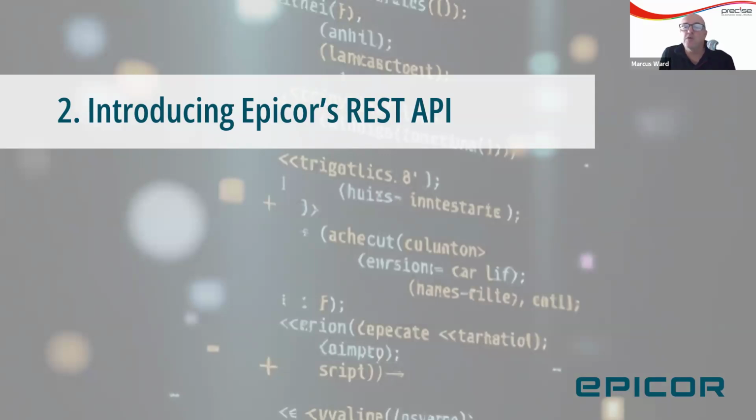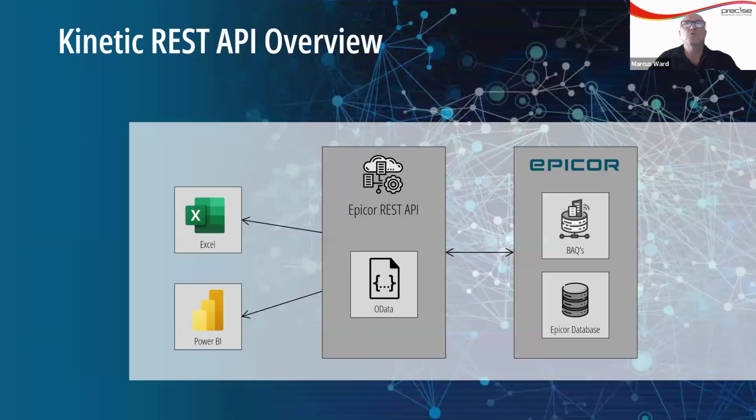Epicor comes bundled with the feature-rich REST API. It's useful for numerous things, and you get it whether or not you have a SaaS instance or an on-prem instance. The model looks a bit like this. Actually, the model looks a lot broader than this. This model you see here is constrained to the scope of today's session.